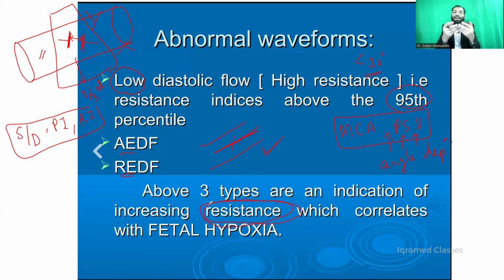So indirectly, if less blood is flowing to the fetus, it means what is going less? Oxygen is going less to the fetus. It means what we are measuring is fetal hypoxia. So all these changes you get in the umbilical artery, in the form of absent end diastolic flow or reversal of end diastolic flow, are indicators of fetal hypoxia.